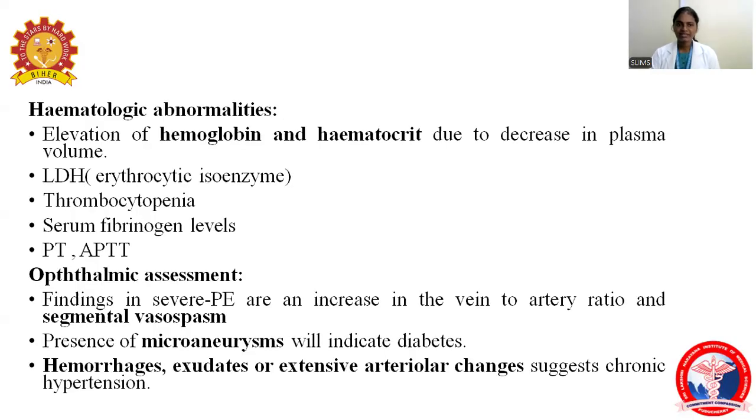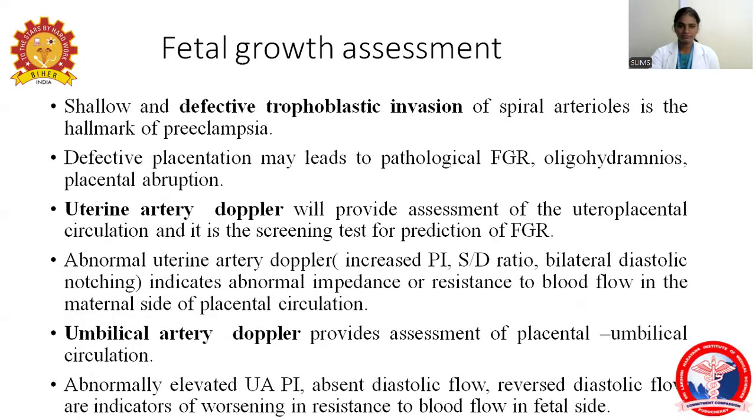Hematological abnormalities include elevation of hemoglobin and hematocrit due to decrease in plasma volume, elevated LDH levels, thrombocytopenia, and altered serum fibrinogen levels, PT and APTT measurements. On ophthalmic assessment, findings in severe preeclampsia include an increase in the vein to artery ratio and segmental vasospasm. Presence of microaneurysms indicates diabetes. Hemorrhage, exudates, and extensive arterial changes suggest chronic hypertension.